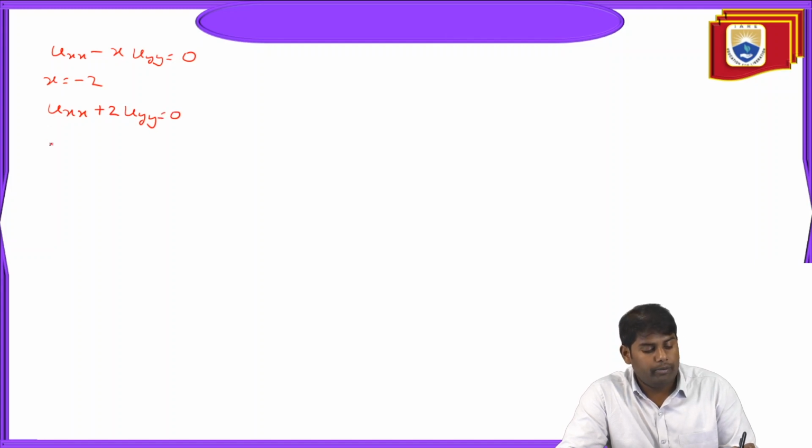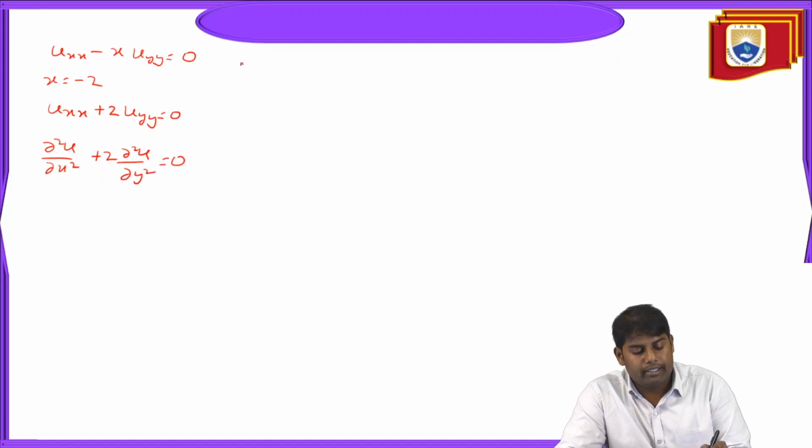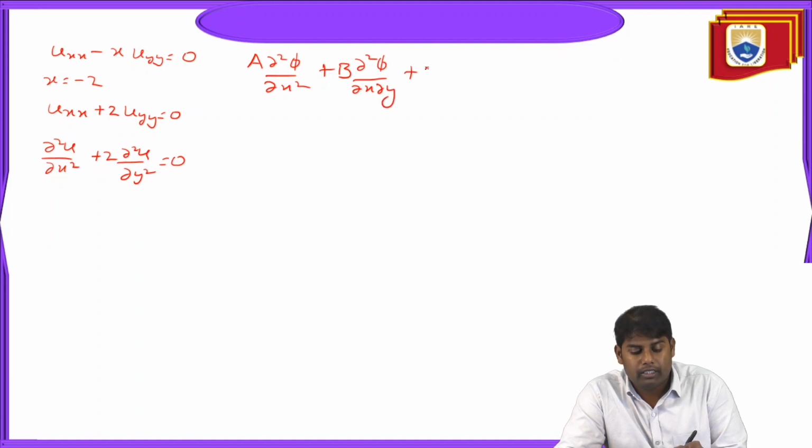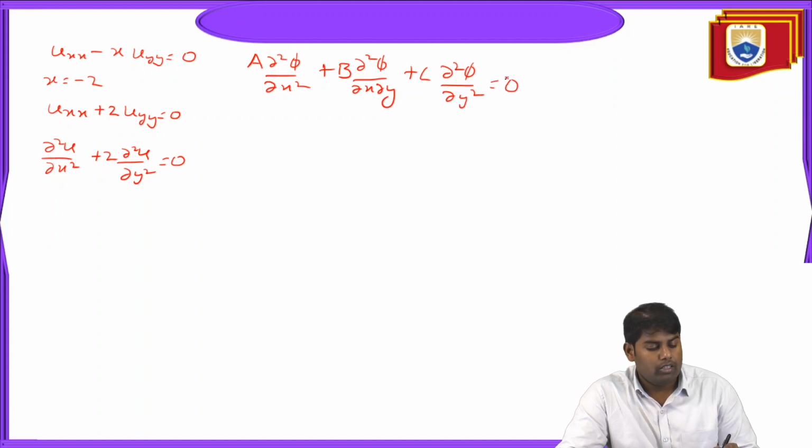Okay. So similarly, what do we have? dou square u by dou x square plus 2 into dou square u by dou y square is equal to 0. So again, let's write the equation here. A of dou square phi by dou x square plus B of dou square phi by dou x dou y plus C into dou square phi by dou y square is equal to 0.